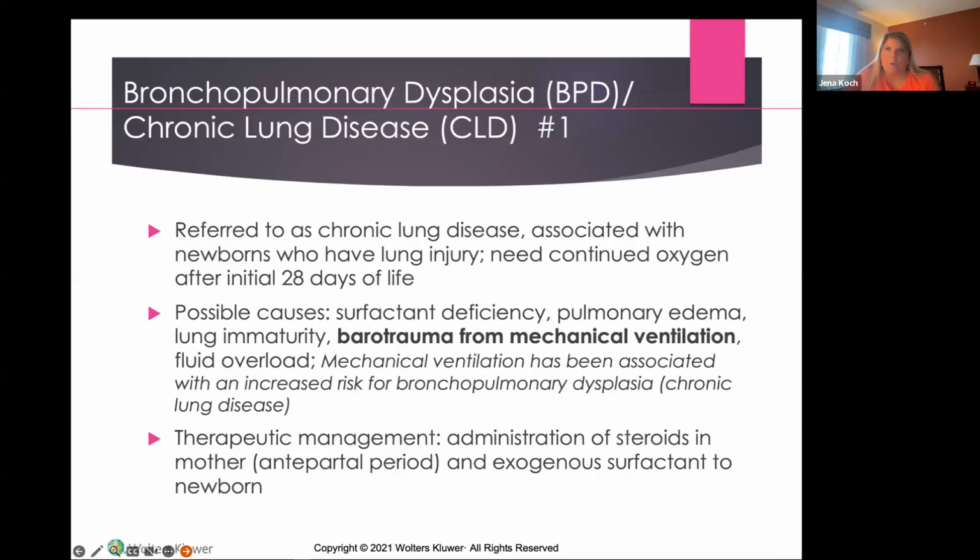So when you're assessing the newborn, you're always going to look at the most recent x-ray, especially if they're on a ventilator, because you want to see the lung expansion. You will count each rib on the x-ray to see how much they're expanded. Administration of steroids in the mother, again, betamethasone x2. And then we can also give surfactant, or we use Curosurf at our hospital, to the newborn after delivery.